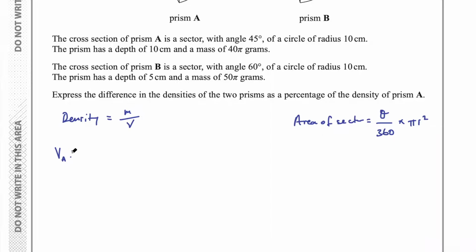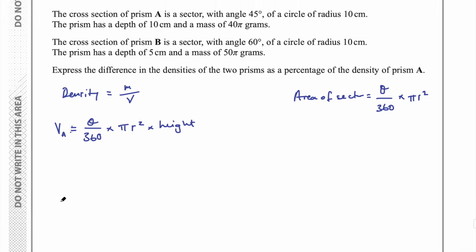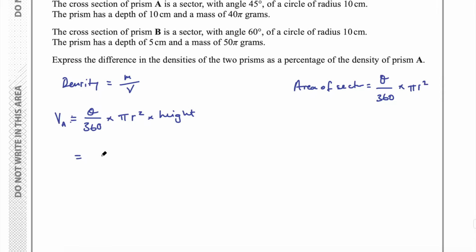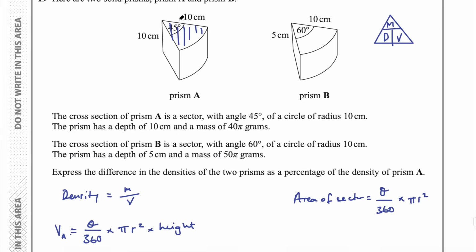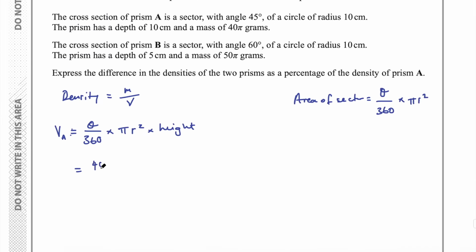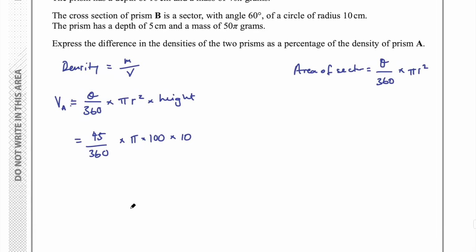So the volume of A is going to be the area of the sector multiplied by the height of that prism. Just like a cylinder, remember when you find the volume of a cylinder, you take the area of the circle on top, multiply it by the height of the cylinder. Same principle here. So now we just need to substitute everything in and try to solve this. So the angle was 45 on 360, multiplied by pi, r was 10, so this is going to be times 100, and the height was 10.